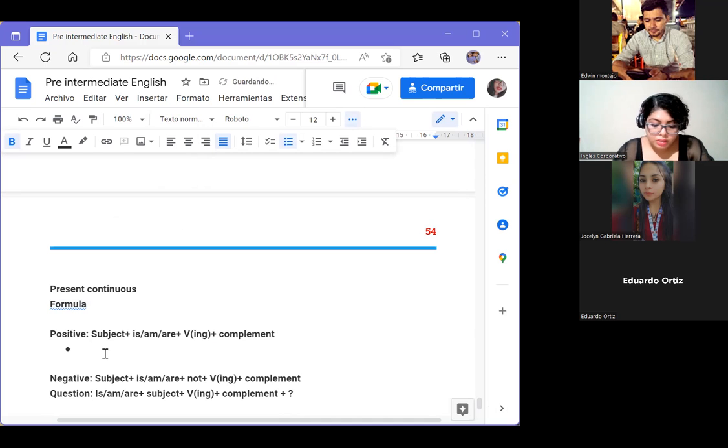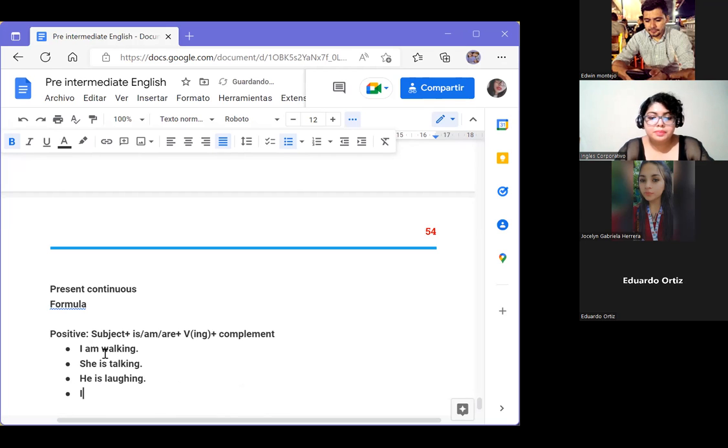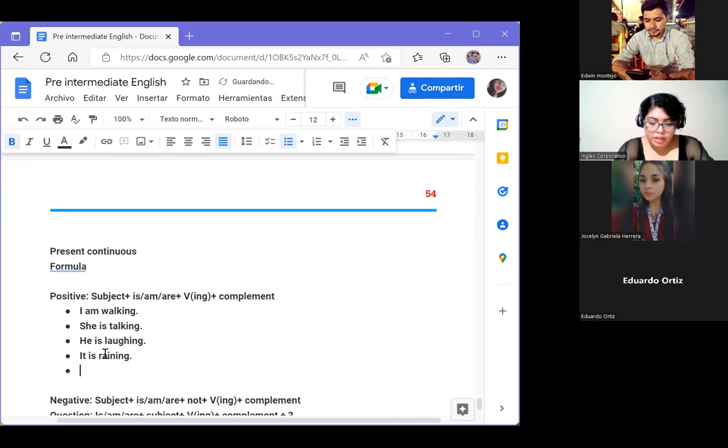That is the last part. So we have simple sentences. We're not going to create complicated sentences for these examples. So we have number one, I am walking. Then she is talking. Then we have he is laughing. Then we have it is raining. They are singing. We are cooking. And then you are smiling.